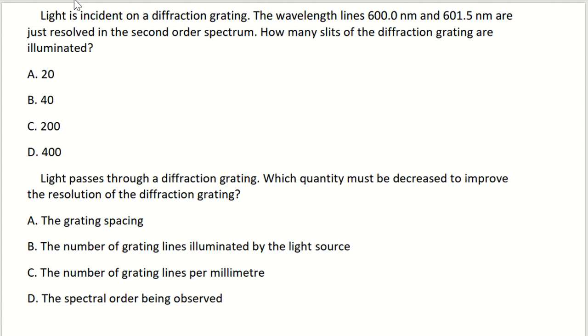Light is incident on a diffraction grating. The wavelength lines, so this is a bit different. Here he has given you the two values of the wavelength, so you have to find the average and the difference. He said that they are just resolved, so we can use this equation, but for the second order spectrum. How many slits of the diffraction grating are illuminated? So first, lambda average is the addition of these over 2.